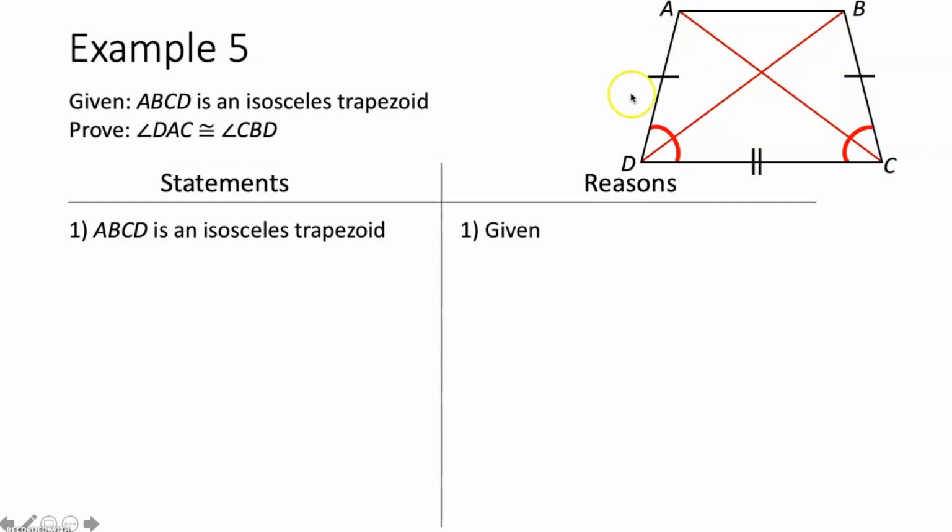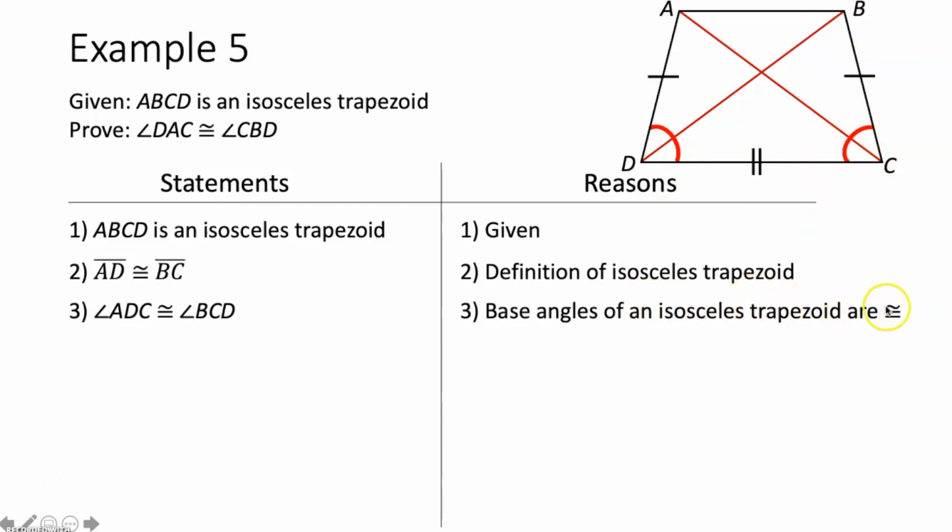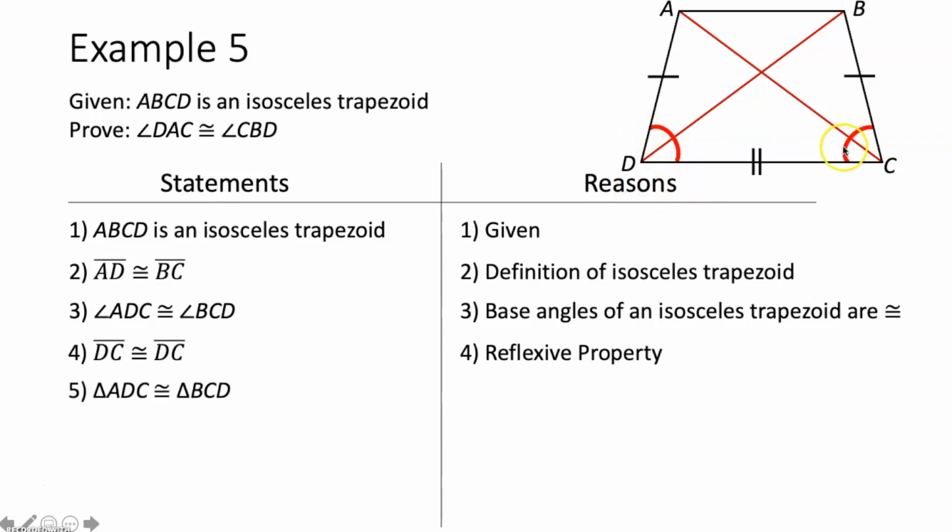So let's do it. First, we said that this segment right here, segment AD, must be congruent to segment BC because they're the legs of an isosceles trapezoid. And by the definition of an isosceles trapezoid, the legs must be congruent. We also know that angle ADC down here must be congruent to angle BCD down here. And the reason for that is because base angles of an isosceles trapezoid are congruent. Next, we said that segment DC must be congruent to itself by the reflexive property. Now we've shown that two sides and the included angle are congruent to two sides and the included angle. Therefore, these two triangles then must be congruent by the side angle side congruence postulate.